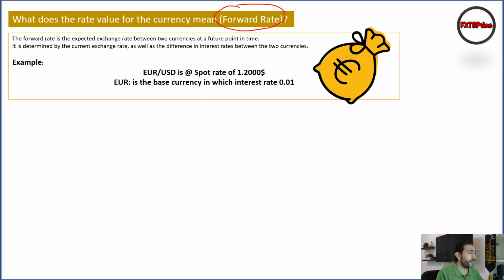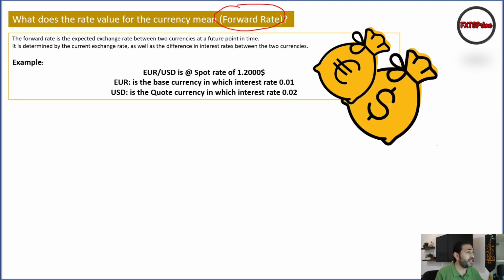And in this case, we have a pack of euros, and that is the amount the interest rate applies to. And let's say now that the USD, which we call the quotation currency, has an interest rate that we assume is 2%. You can see here that the interest rate on the US dollar is bigger than on the euro. The euro is 1%, the interest rate on the dollar is 2%.